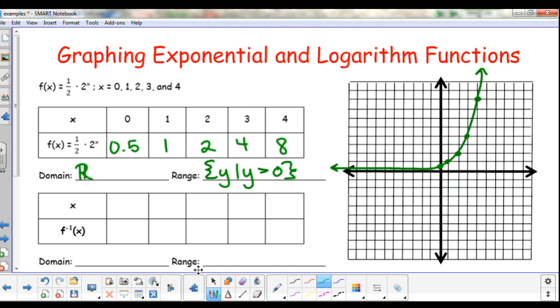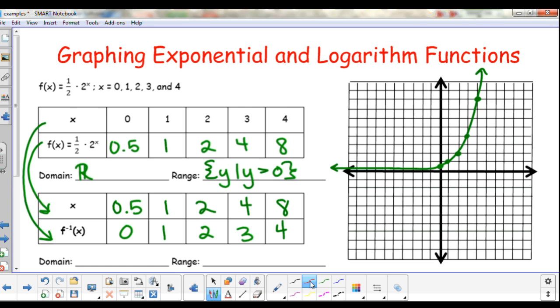Now when it comes time for graphing our inverse, we are going to flip our table values. So my x's are going to become my y's in the table below. So 0, 1, 2, 3, and 4. And my y's from my first table are going to become my x's. So 0.5, 1, 2, 4, and 8.